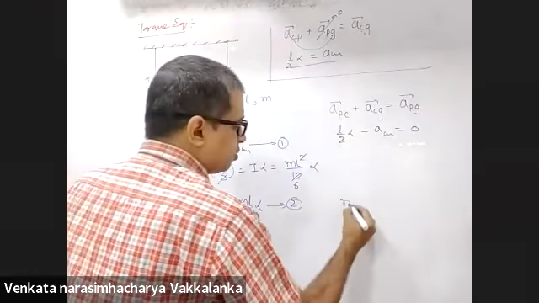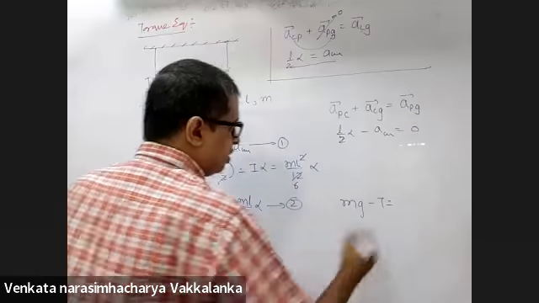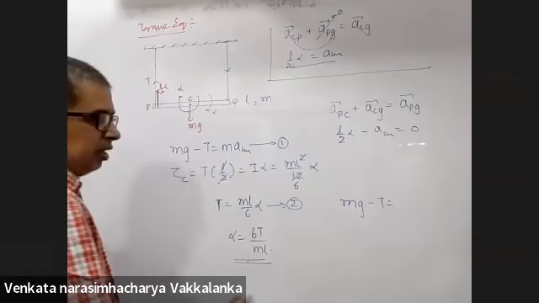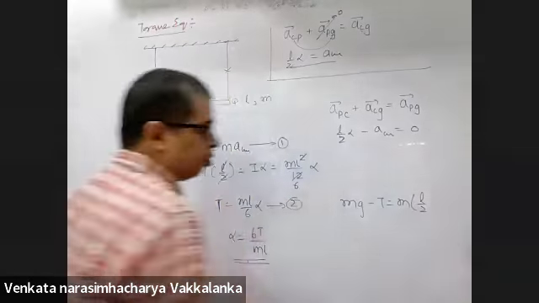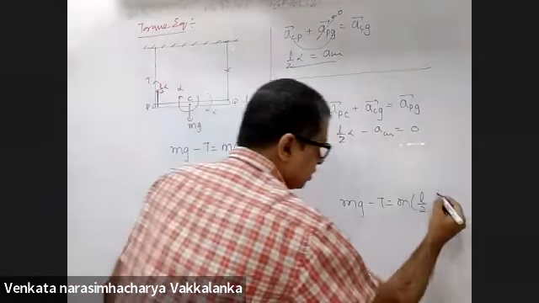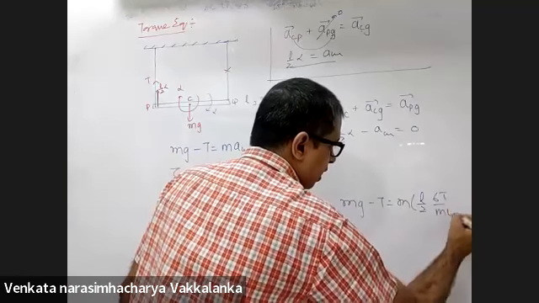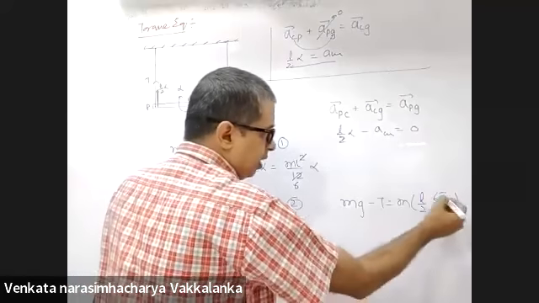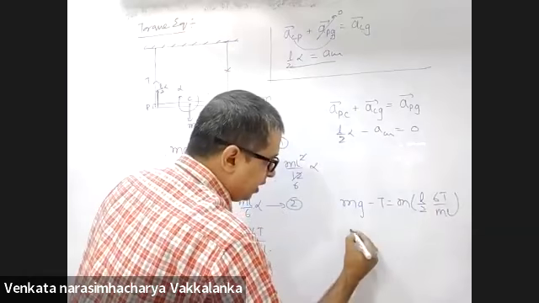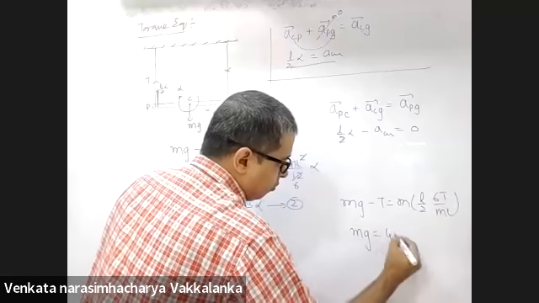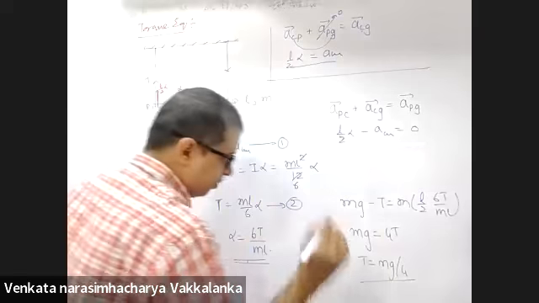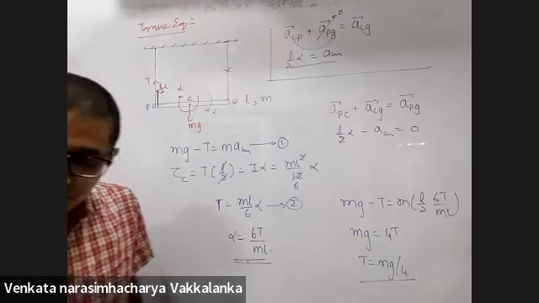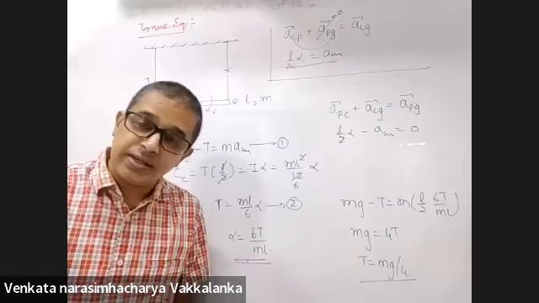Now I'll go to the first equation: mg minus T is m into ACM, which is L by 2 alpha. Alpha is 6T by ML. ML will go, this will become 3T. mg is equal to 4T. T is equal to mg by 4. Is this the same answer that you are expecting? Yes, sir.